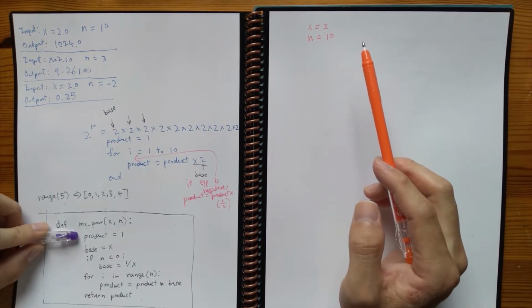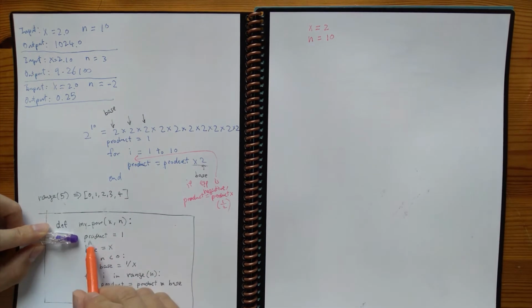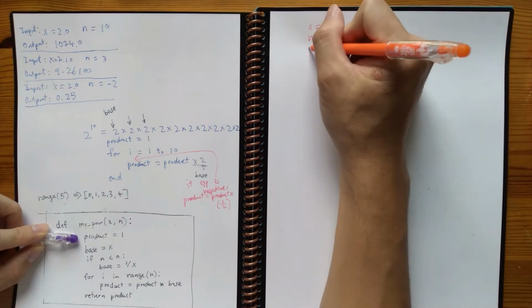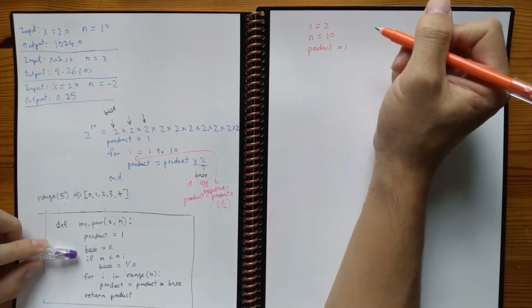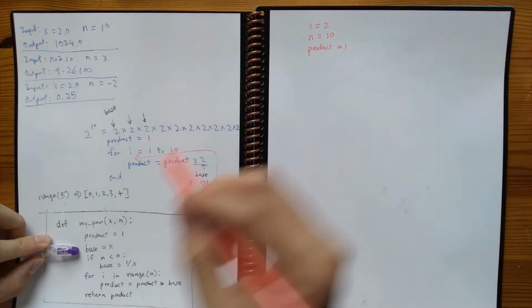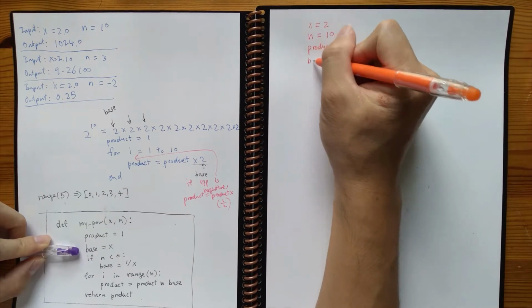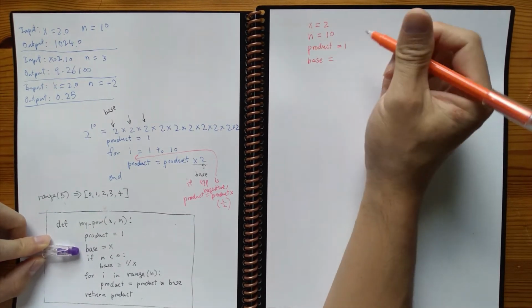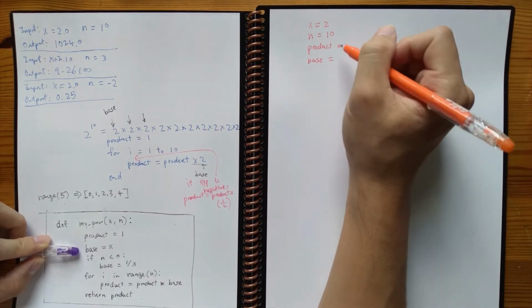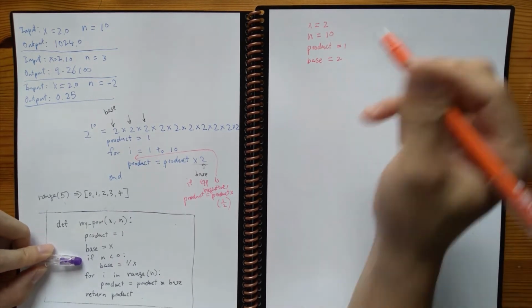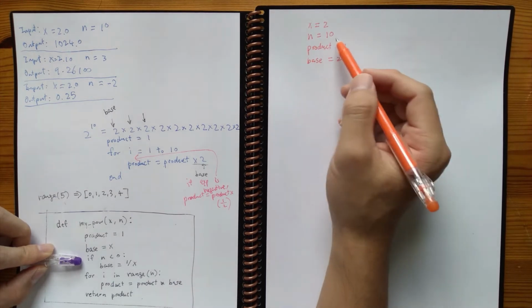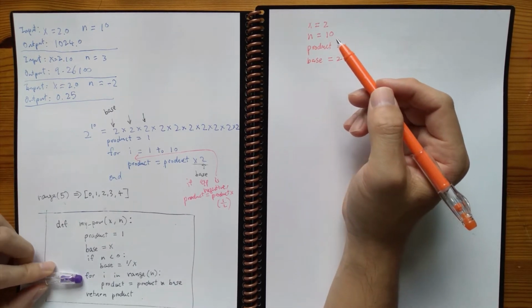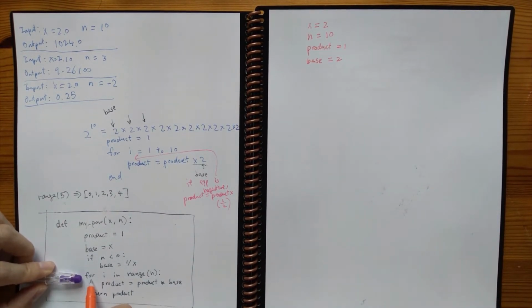I'm going to advance the program counter and execute this statement, which is going to set the product to 1. And then we're going to advance again. This says I'm going to create a base variable and set its value to whatever x has, which is 2. I'm going to do an if statement. If n is less than 0, which is not true, so we're skipping this next one. And we're going to go for i in range of n.